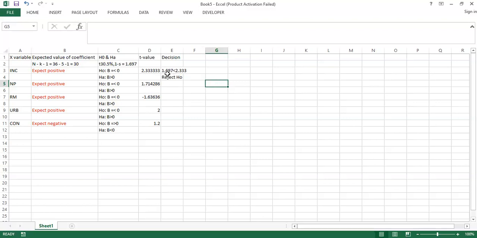But we are not just looking at that now. Not only are you looking at the absolute values, by the way, you also want to look at whether there is a correspondence between the expected value that you have and the value of your calculated value here, which is 2.33. For instance, your 2.33 is positive. What's your expectation? You also expect it to be positive, right? So which means you can therefore proceed to reject the null hypothesis.